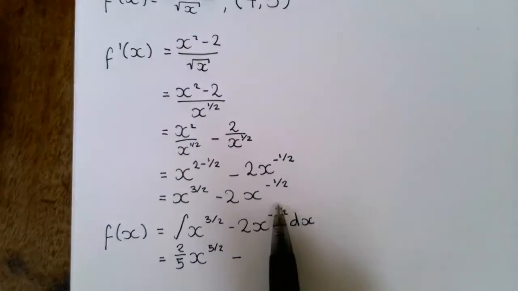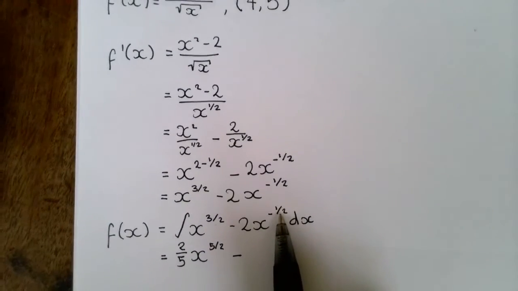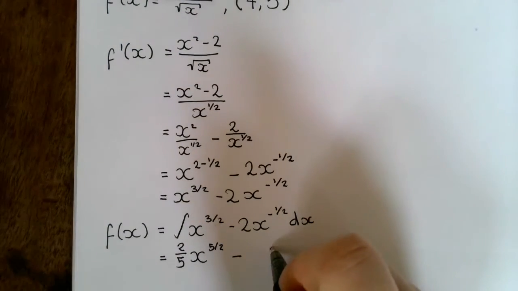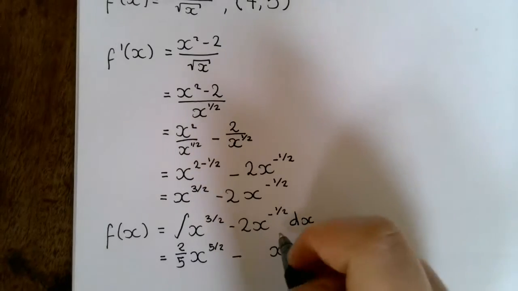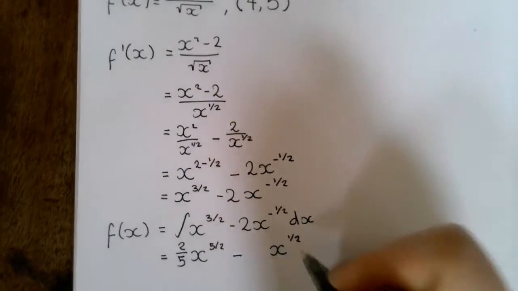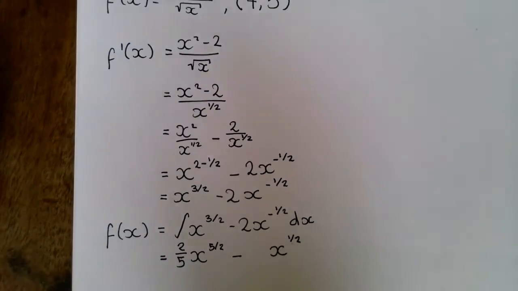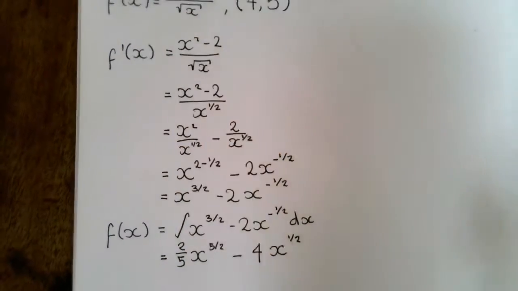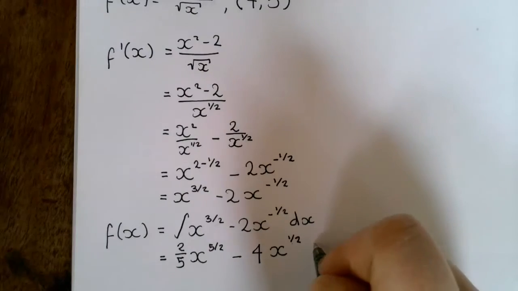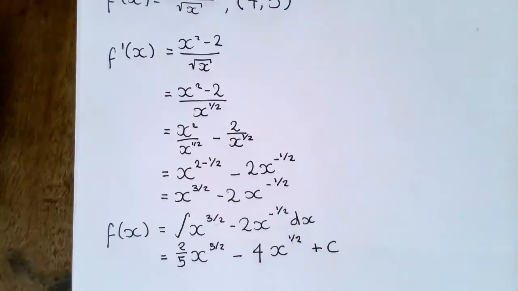I'm now going to add 1 to the power here. So I know I've got x to the power of a half minus a half, add 1, that's 1 half. And I'm now going to divide 2 by a half, which is 4. And I'm always adding that constant at the end.